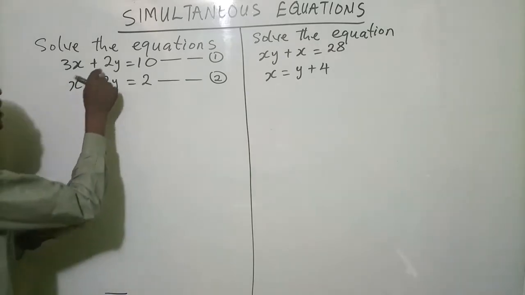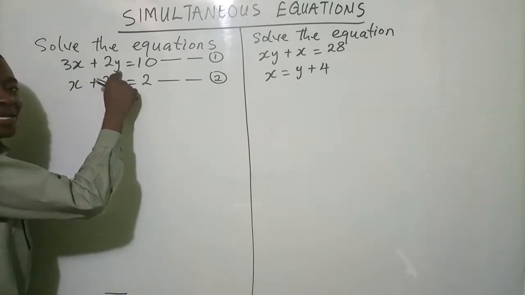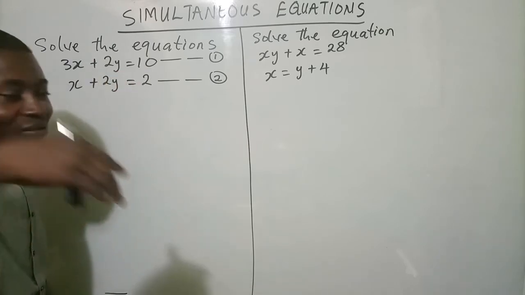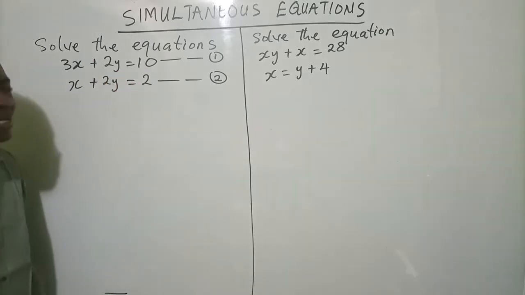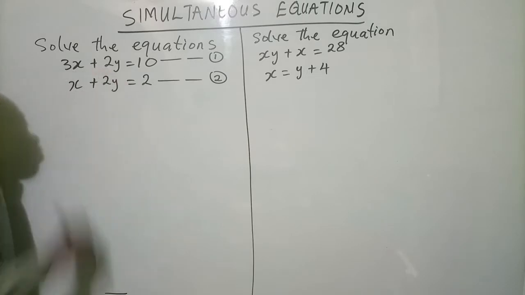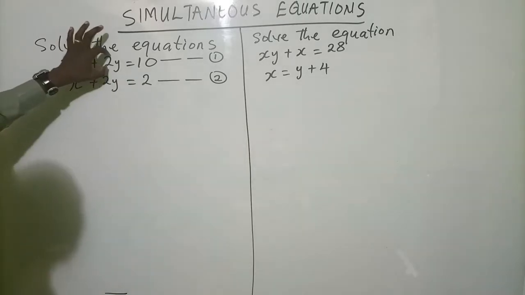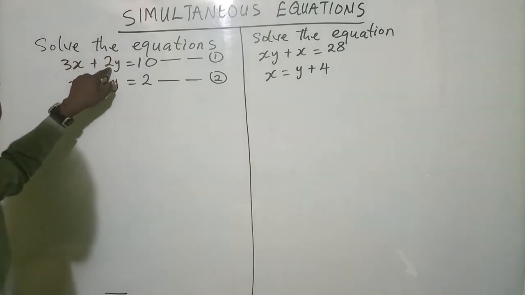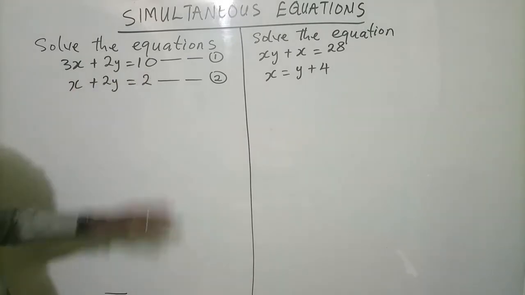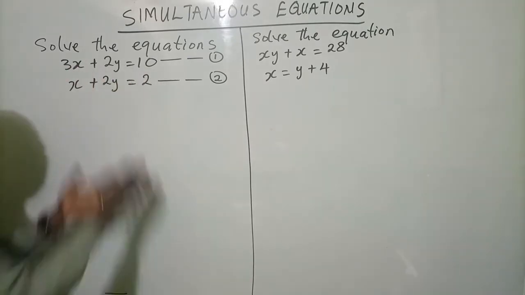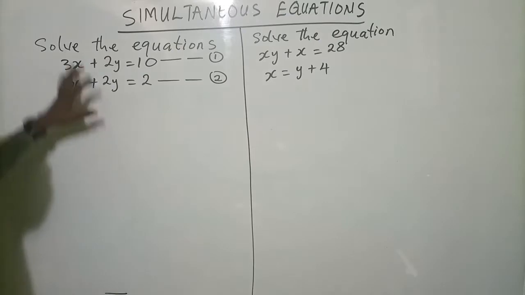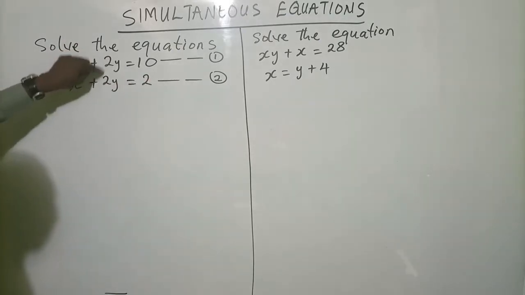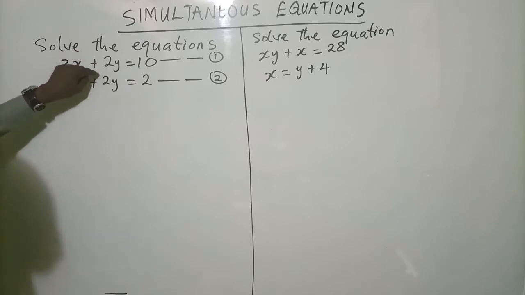So that number that you will find in front of any alphabet that is used, let it be x, y, z, whatever, a, b, c, that number there is called the coefficient. The number or the integer you are seeing attached to those alphabets is called the coefficient. So if you are asked from equation 1, what is the coefficient of y? The coefficient of y is simply 2. So if you look at the coefficient of y in equation 1 and equation 2, you will find out that they are the same. 2, 2. Okay?